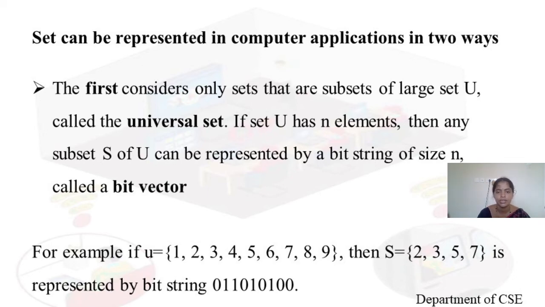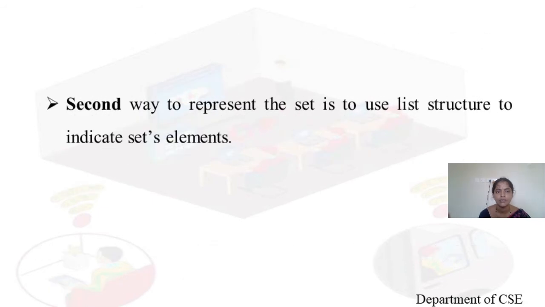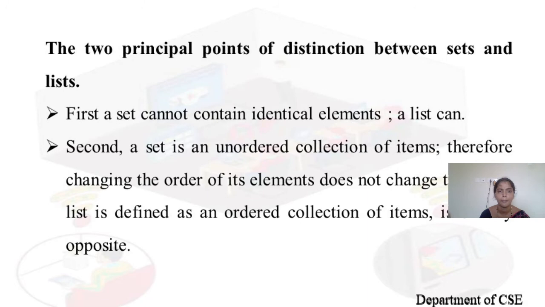So you can represent a set by a bit string, or else we can also call it a bit vector. The second way is to represent the set in the form of a list, a list structure which indicates the set's elements. You can have a list for representation of a set's elements.